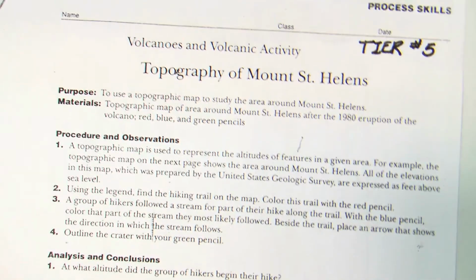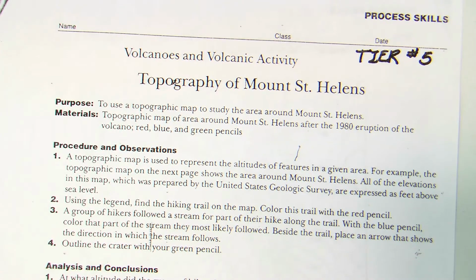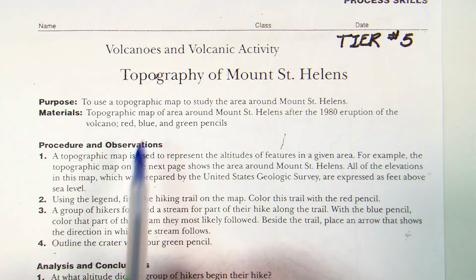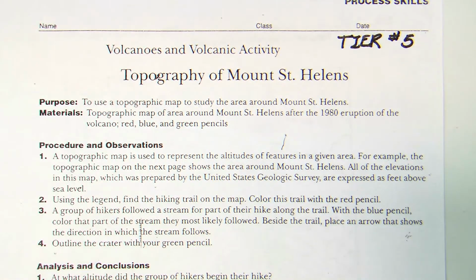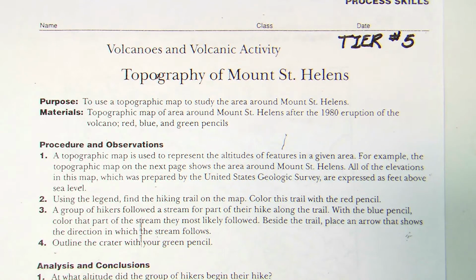Okay, so for today, we need to look at the topography of Mount St. Helens. Our purpose is to use a topographic map to study the area around Mount St. Helens. So we don't need you to know what Mount St. Helens necessarily is. We need you to know how to read a topographic map, and we're using this as an example.